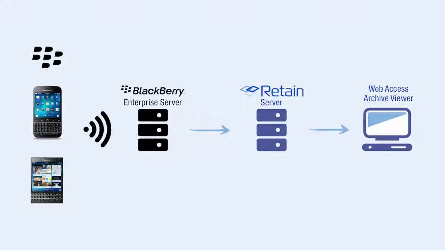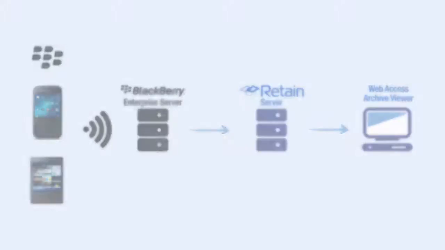For BlackBerry, Retain integrates with the BlackBerry Enterprise server, so BlackBerry devices can sync their SMS, MMS, BBM, PIN, and phone call logs to the BlackBerry Enterprise server. The Retain system automatically gathers that data and archives it.